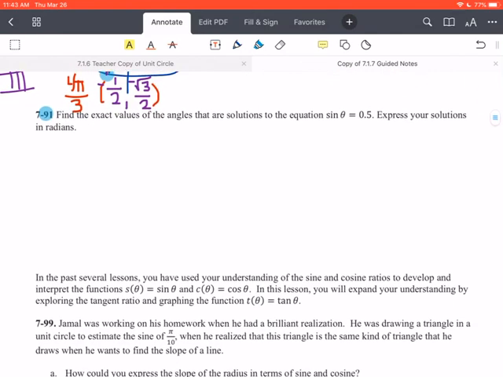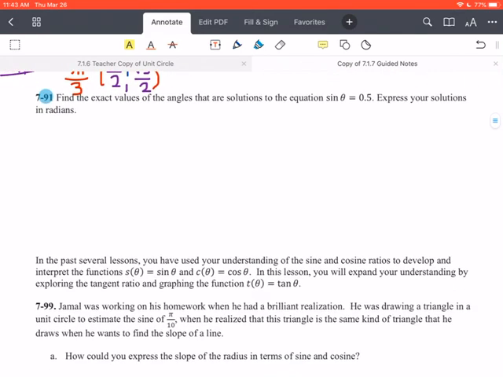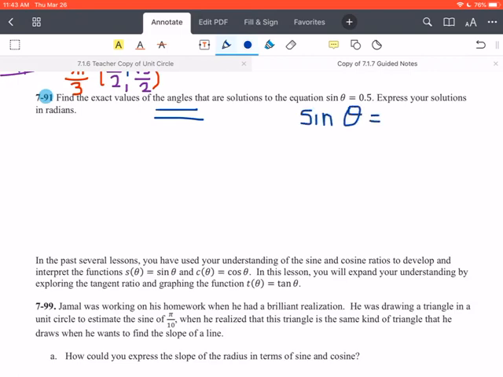Now moving on to 91. Hopefully you tried this on your own. If not, please do so. It says find the exact values of the angles. So our answer is not going to be like root 2 over 2 or root 3 over 2. It's going to be angles that are solutions to the equation sine of the angle equals 0.5. Well, how can I immediately write this differently so that it maybe looks more familiar from what we did in the last lesson? Sine of what angle equals 1/2?